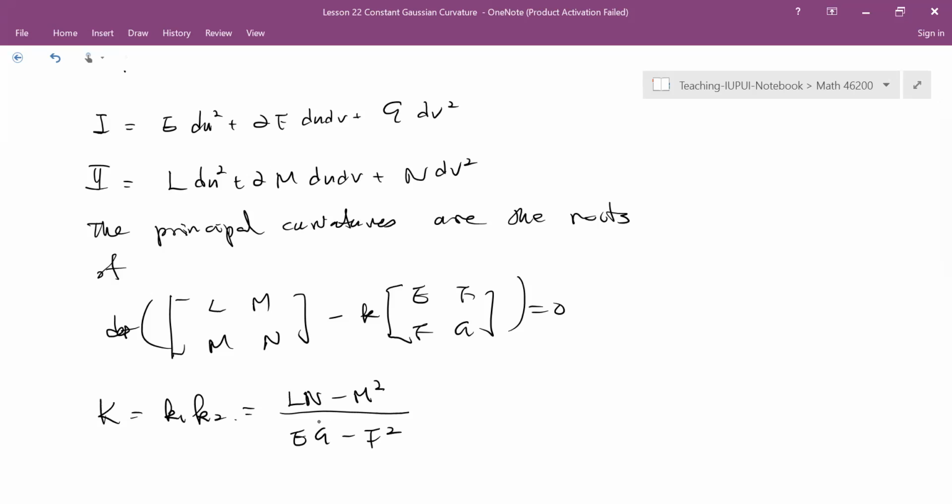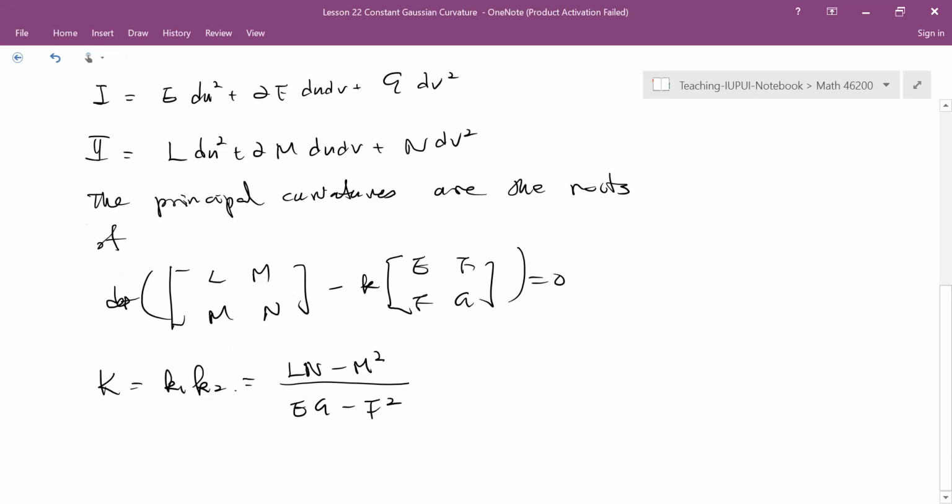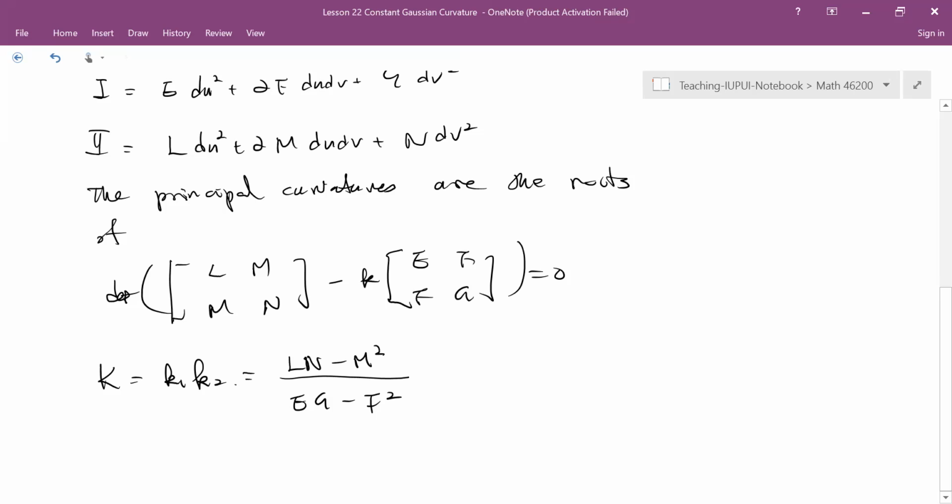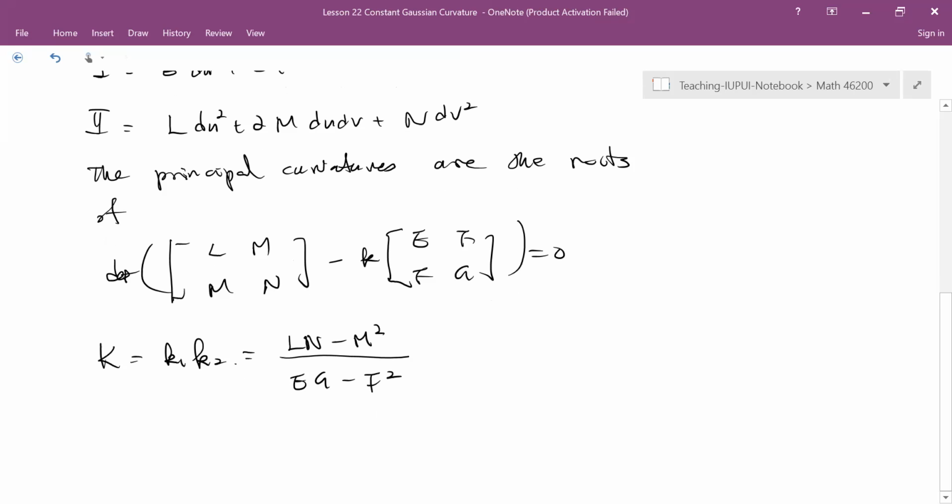Now, in the last chapter, we're going to show that this only depends on E, F, G and their partial derivatives, but it's not clear here. That is Gauss's contribution, which is why it's called the Gaussian curvature. So in chapter 10, that's what we're going to start. All right, so this is a formula.